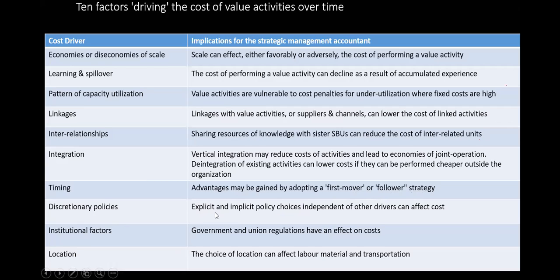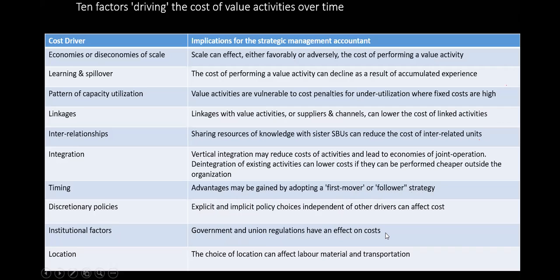Then discretionary policies: explicit and implicit policy choices independent of the drivers can affect cost. Implicit and explicit policy choices indirectly affect your cost. Then institutional factors, of course: government and union regulation have an effect on cost.